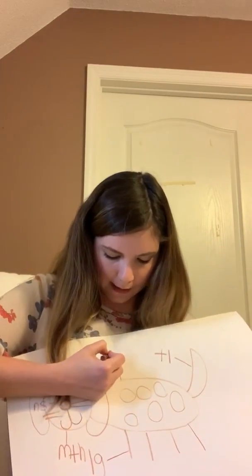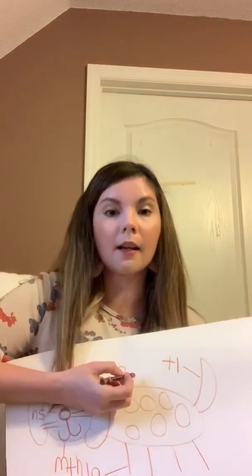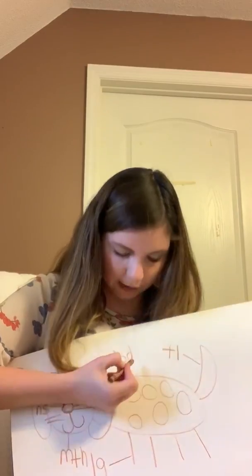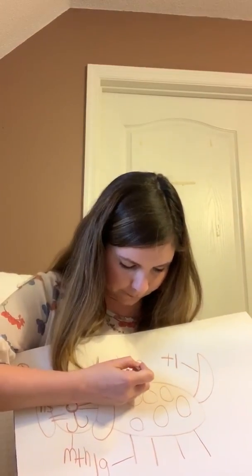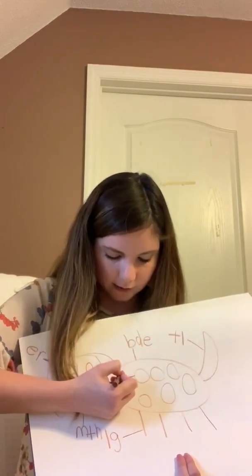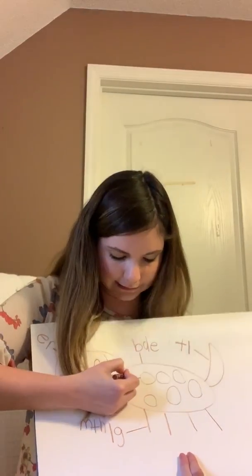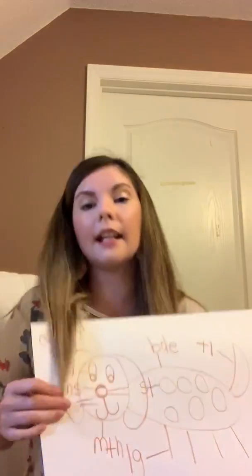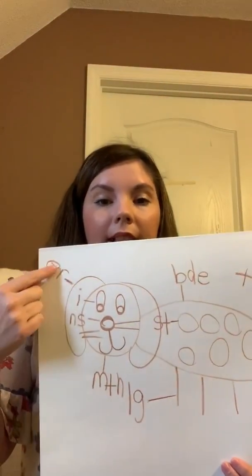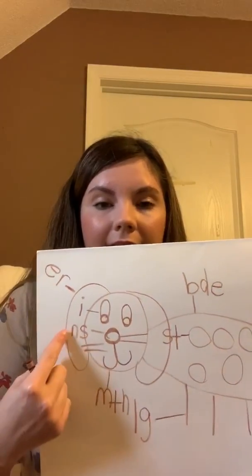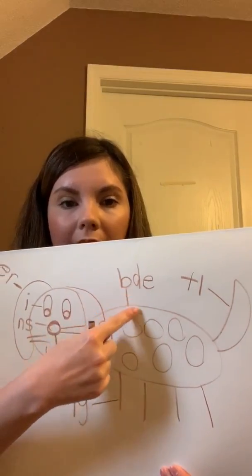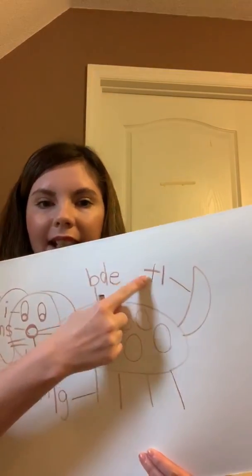Let's do body. B, b, b. Ba, d, d. And I bet some of the friends can get that last sound. Body. And if we want to, we could also label spot. Spot. All right, so we have labeled our dog. We have his ear, his eye, his nose, his mouth, his leg, his body, his spot, and his tail.